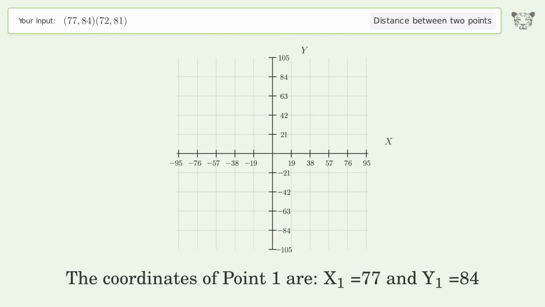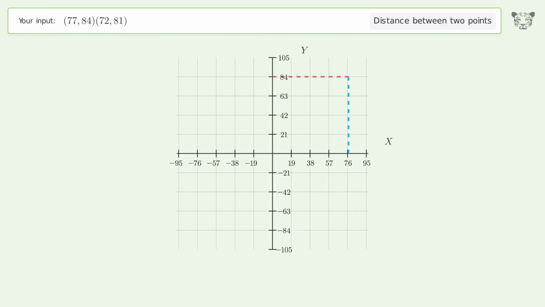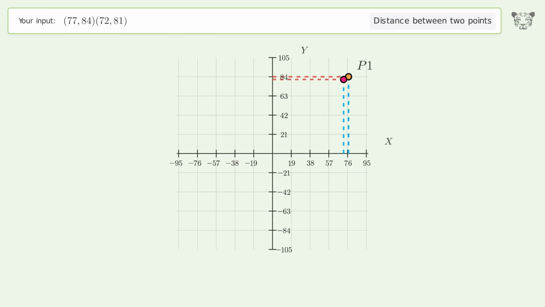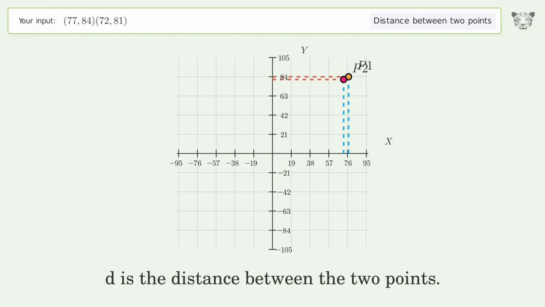The coordinates of point 1 are, x1 equals 77 and y1 equals 84. The coordinates of point 2 are, x2 equals 72 and y2 equals 81. D is the distance between the 2 points.